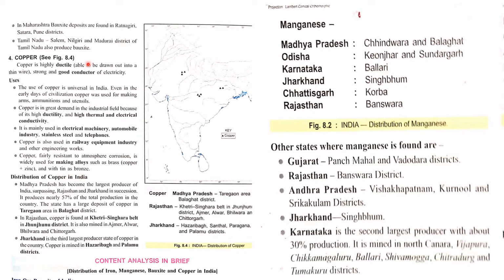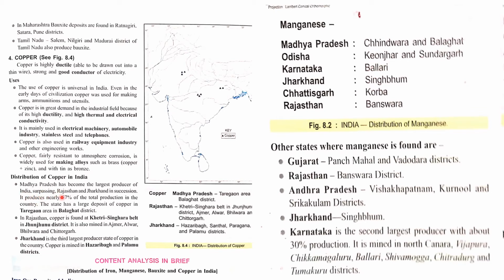So there are a number of ways you can use copper, and in day-to-day life we use copper for utensils also. At home these days you drink water in copper utensils, as well as wires and industries. Now we come to the distribution.